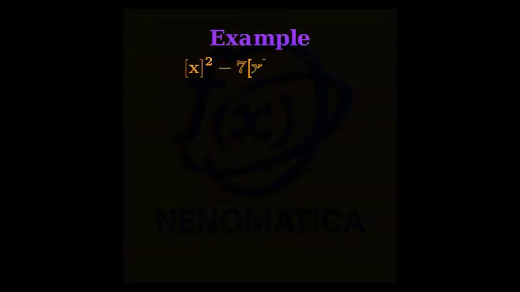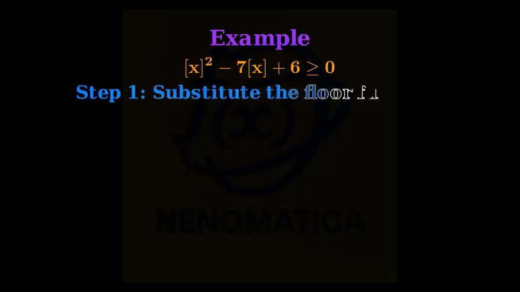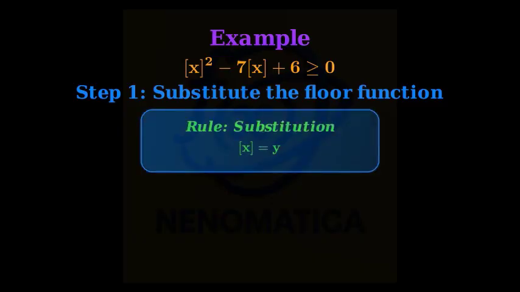Example: we will solve the inequality open bracket x close bracket squared minus 7 open bracket x close bracket plus 6 is greater than or equal to 0. We'll follow 4 clear steps: substitution, factoring, solving for the integer floor, and then writing the final solution set. Step 1. Substitution. We introduce a helper variable to stand for the floor of x. Let open bracket x close bracket equal y. Then the inequality becomes y squared minus 7y plus 6 is greater than or equal to 0.